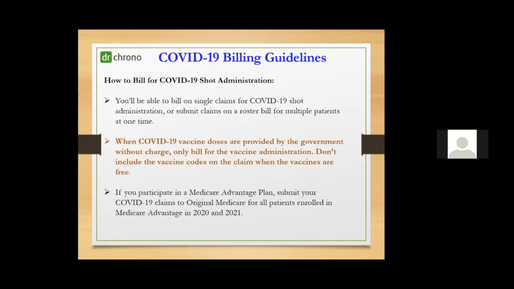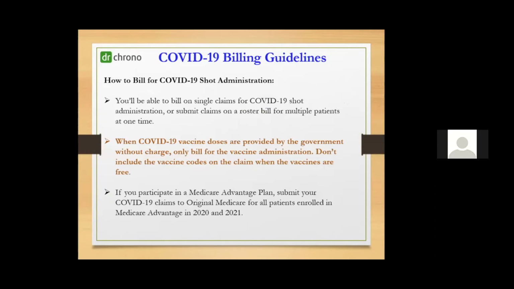So the main question: how to bill for COVID-19 shot administration. You could bill each patient claim-wise, or you can send them out as a roster bill for multiple patients. The only point to be noted here is that there is no other service provided, it's just the administration of the vaccine. In that case, a roster bill could be done.